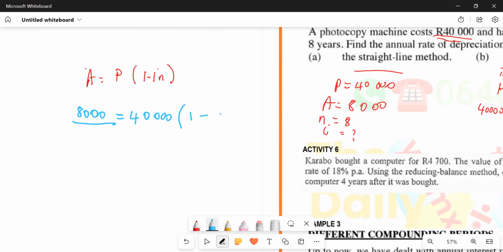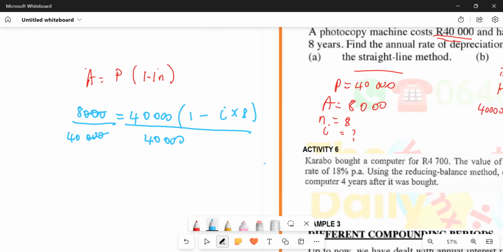It's 1 minus i, and then I multiply by 8, like this. From there, you can divide both sides by 40,000. On purpose, this is what I will do: let this 0 cancel this 0. And then you type this in your calculator, and you're going to write it as a fraction. Guys, avoid writing things in decimals. This is money, and you're going to round off the final answer to 2 decimal places.